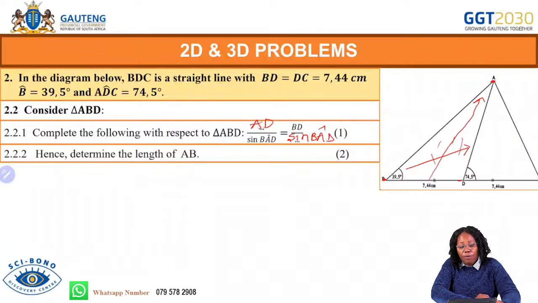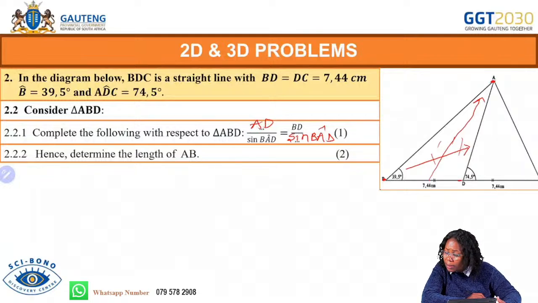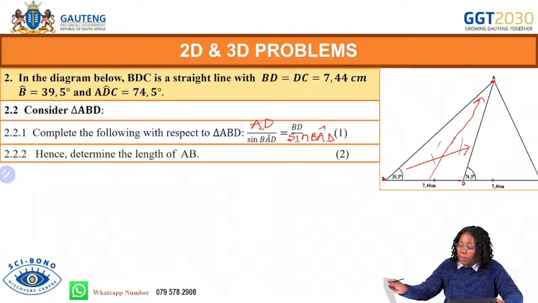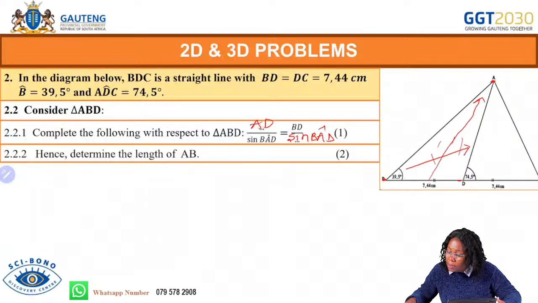So now we have completed that. It's 1 mark. They say hence determine the length of AB. Hence determine the length of AB for that one. Let's see, grade 12.